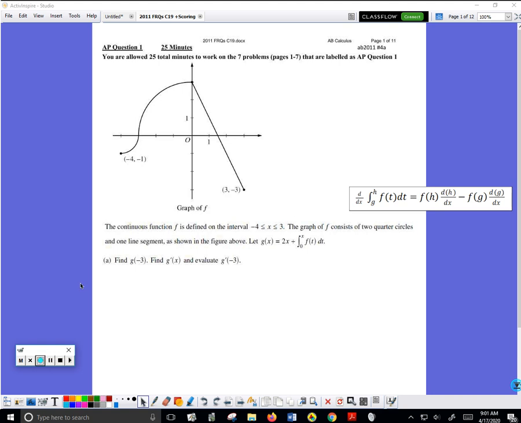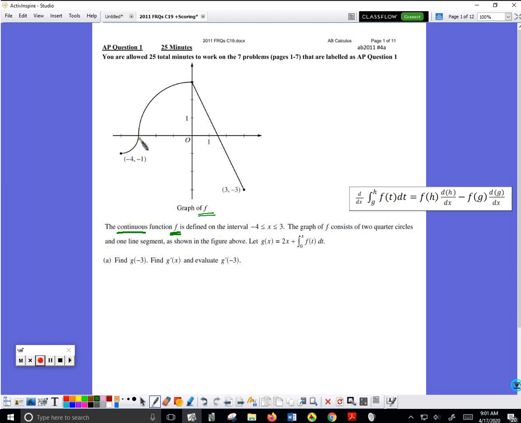Okay, so it says the continuous function f, and the word continuous is sometimes important. Key to recognize the word f. It's defined on this interval. Key to go slow enough that I recognize this is f, not f prime. The graph of f consists of two quarter circles.